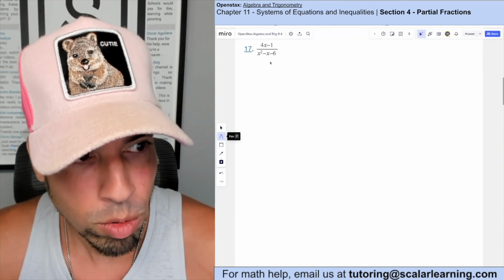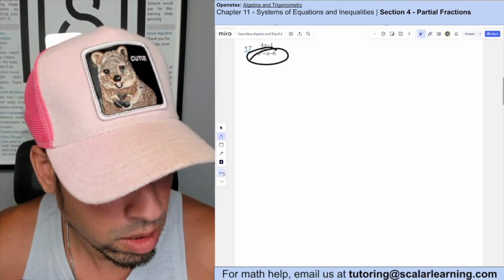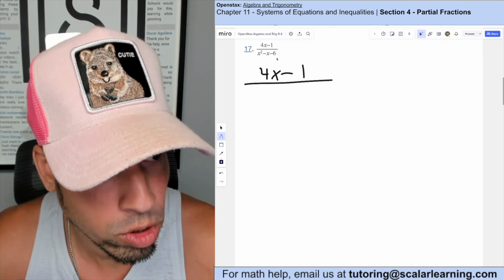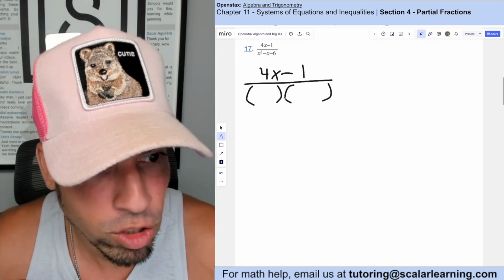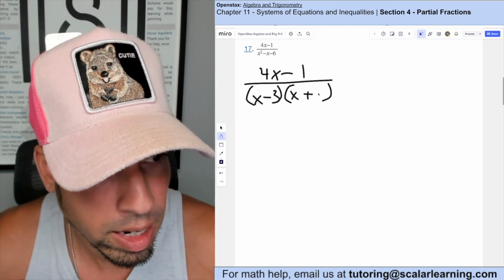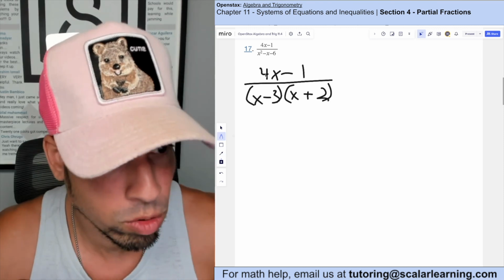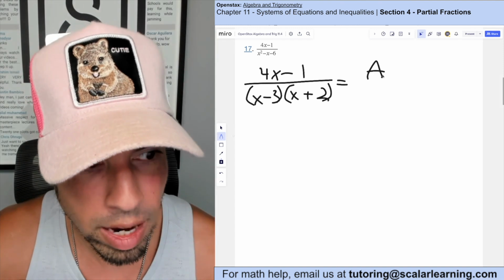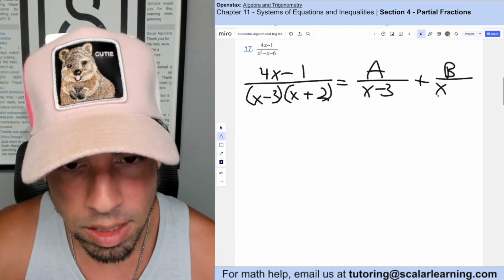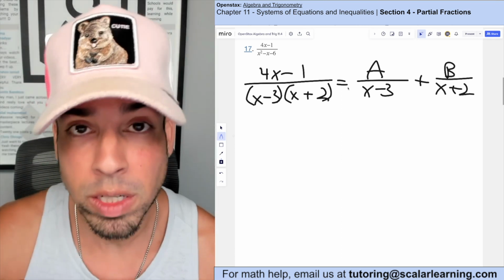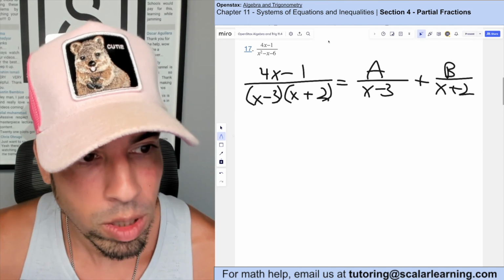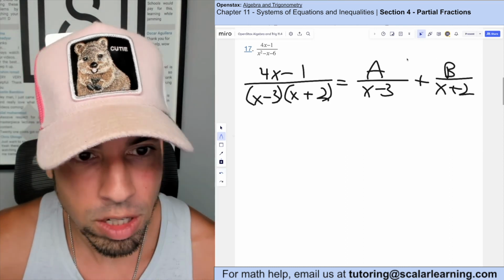Done. So for this one, we're going to start once again by seeing if we can factor that denominator, which we can, right? What two numbers multiply to negative 6 and add to negative 1? That is going to be negative 3 and positive 2. Okay, negative 3 plus 2 is negative 1. Cool. And this equals a over that first binomial plus b over the second, x plus 2. By the way, the ordering is arbitrary, right? I could have switched these around. It doesn't matter.